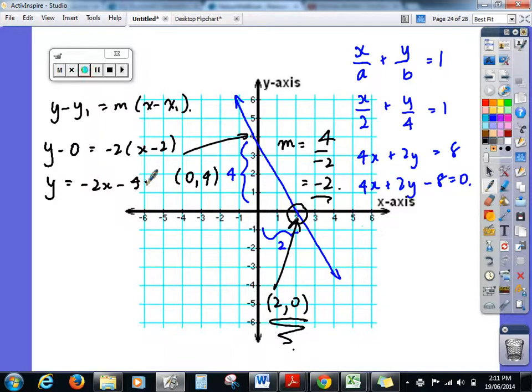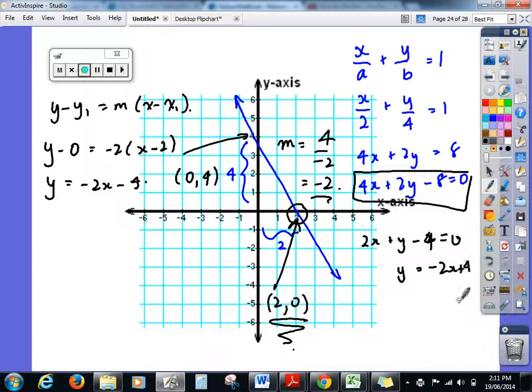And if you have a look at this one over here, the lowest common multiple, by the way, a few moments ago was not 8. It was silly of me, it was actually 4. So I just had to multiply through by 4, and you would have got 2x plus y minus 4 equals 0, which is y equals -2x plus 4. So it's the same. Okay.